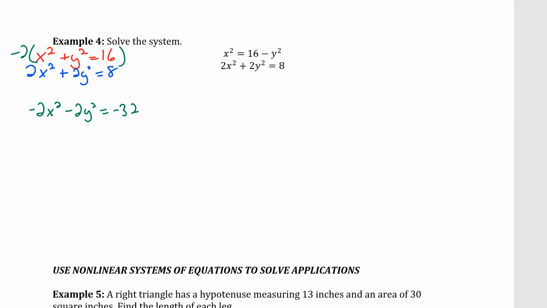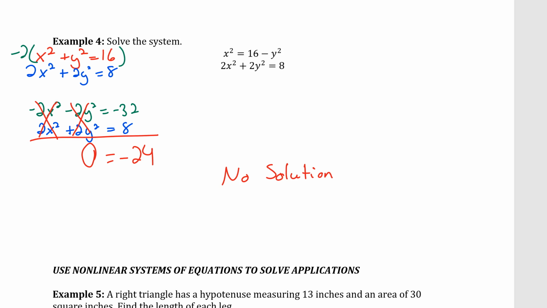My second equation I don't have to multiply anything by. 2x squared plus 2y squared equals 8. And I'm going to combine these. Notice what happens when I combine them. The x squareds go away, the y squareds go away, leaving me with a 0. Negative 32 plus 8 gives me a negative 24. All of my variables went away. Does my number equal the same number? No. This one is a no solution, meaning that these two equations never intersect.